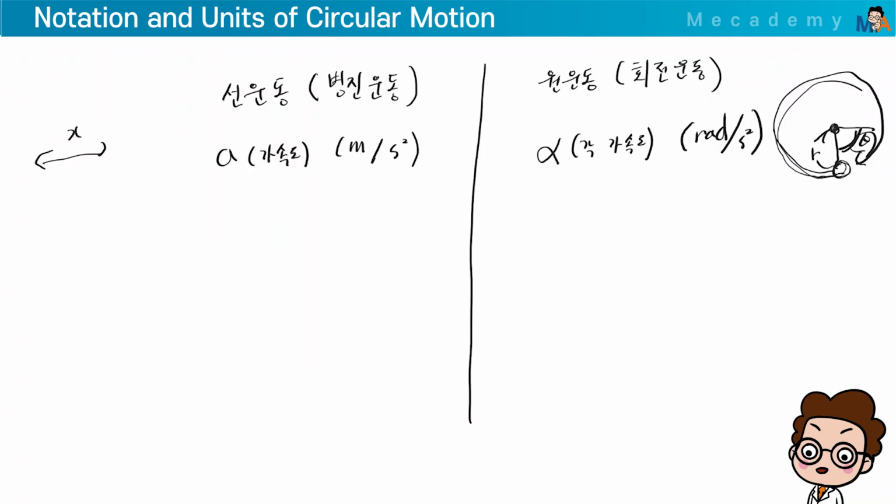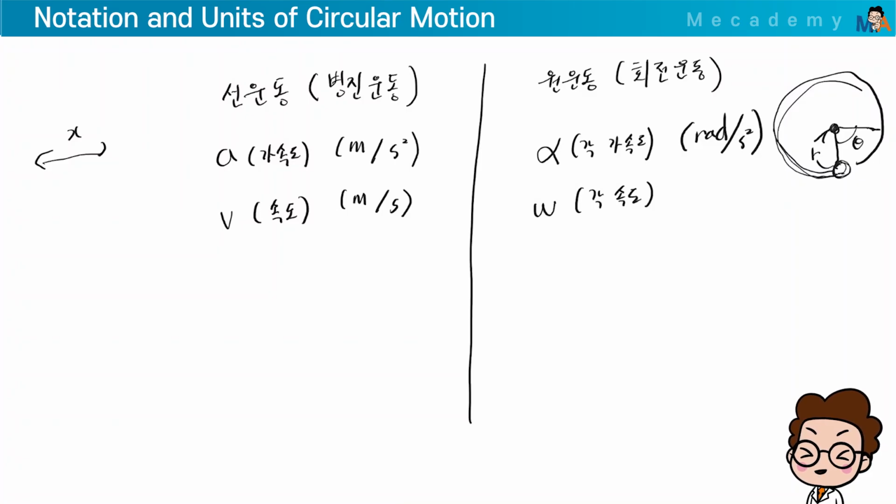Next, velocity is what we refer to as v. We were using this as meters per second, right? So in circular motion, we use omega. Omega is angular velocity. It represents the angle that an object sweeps through in a certain period of time. Therefore, the angular velocity is theta divided by time, where theta represents the angle.